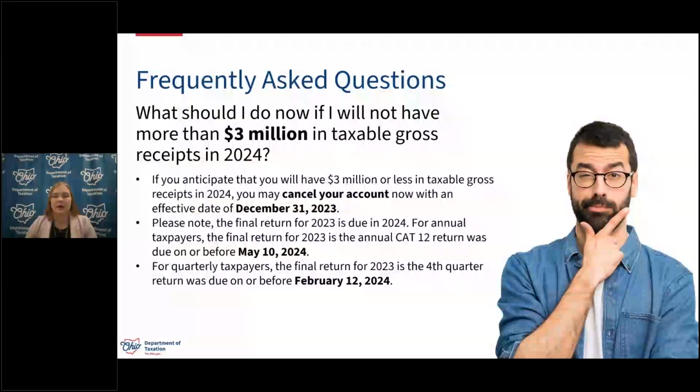Again, there is a checkbox available with the final returns. Simply check the box and we will cancel your account 12/31/2023. If you use Telefile, you will not be able to cancel your account with your return. You will need to use the CAT cancel transaction through the Ohio Business Gateway, send in a paper business account update form, or call the department and we can assist over the phone.